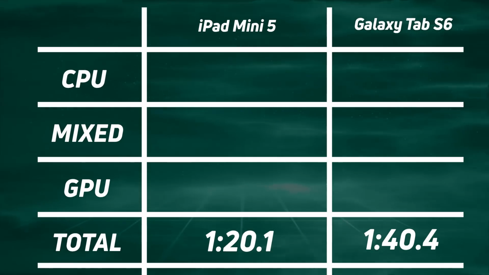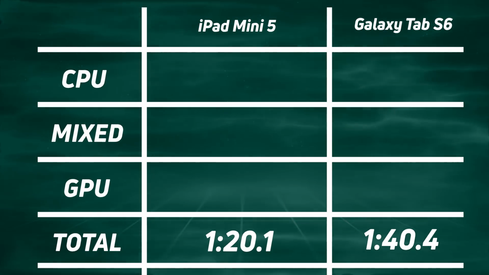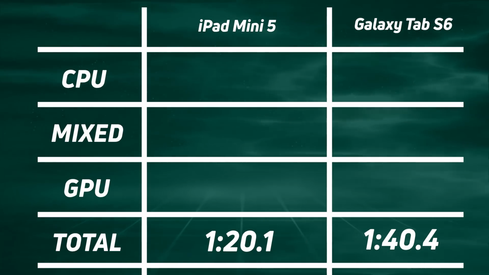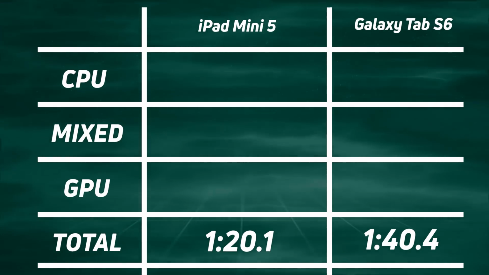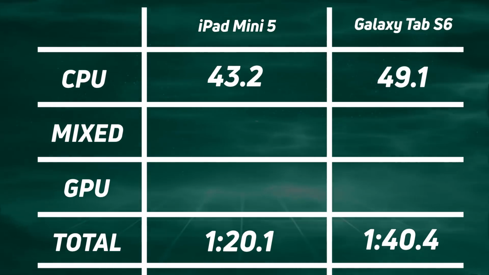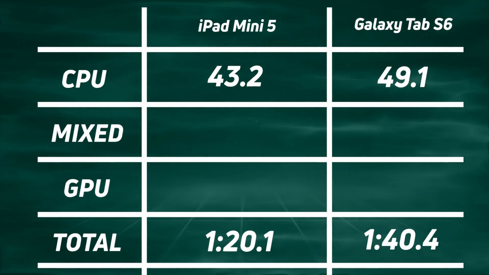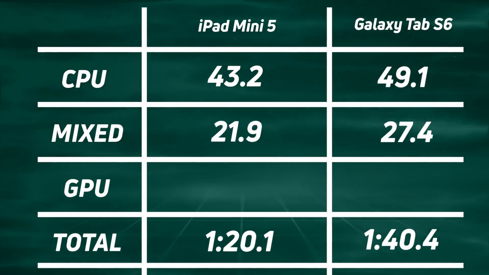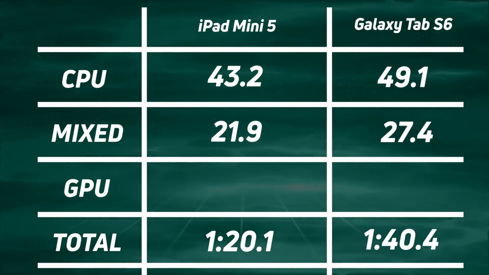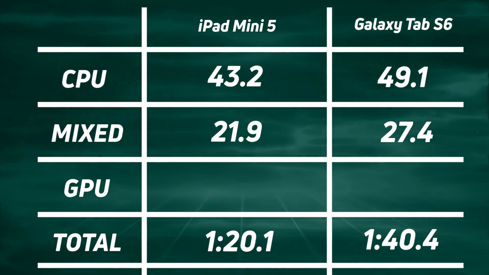So clearly the iPad mini 5 won by quite a margin there over the Galaxy Tab S6. 1 minute 20.1 versus 1 minute 40.4. Where did those seconds come from? Let's look at the CPU time. 43.2 versus 49.1. Quite a lot of seconds there picked up by the iPad mini 5 in the CPU section. As we moved into the mixed section, 21.9 versus 27.4. Again, several seconds lead there by the iPad mini 5 over the Galaxy Tab S6.